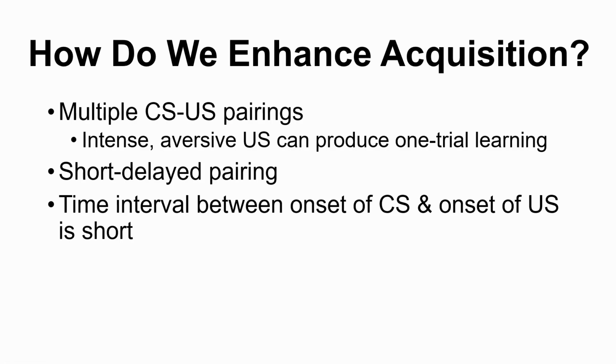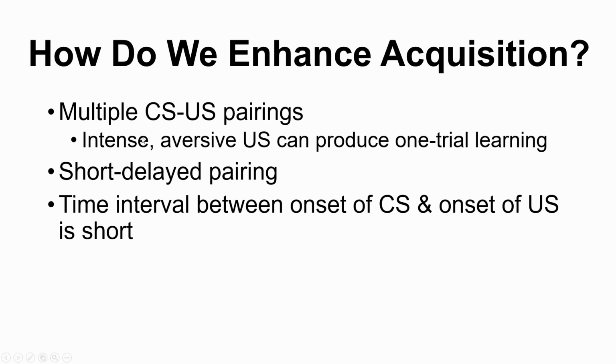Okay, so if we're trying to learn an association, how can we make that more effective? How do we enhance that acquisition process? The best way is to have multiple conditional stimulus, unconditional stimulus pairings. Like our example with the dog, ringing the bell and giving them food, if you only do that once, they're not necessarily going to learn anything about the relationship between the bell and food. But if you ring the bell and give them food 100 times, they're definitely going to be more likely to learn that association. So more pairings will usually give you a stronger association.